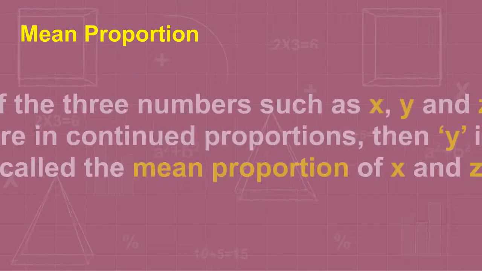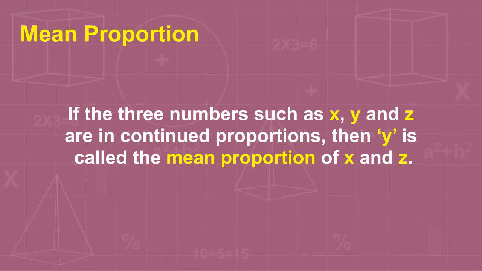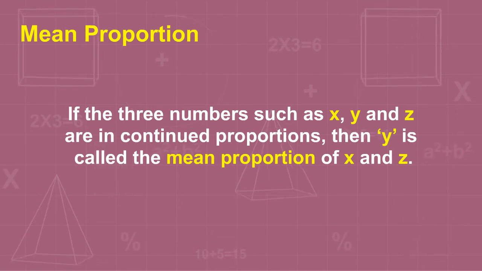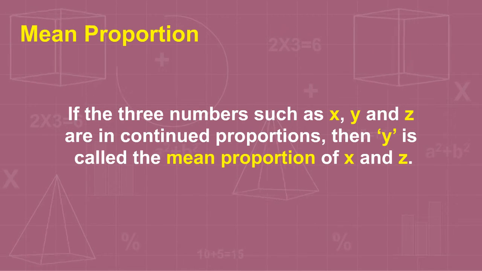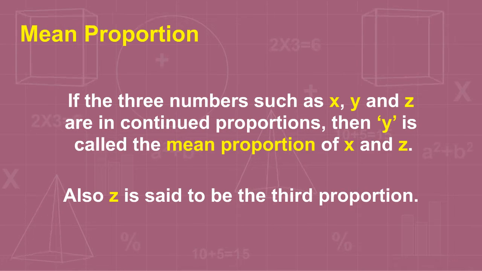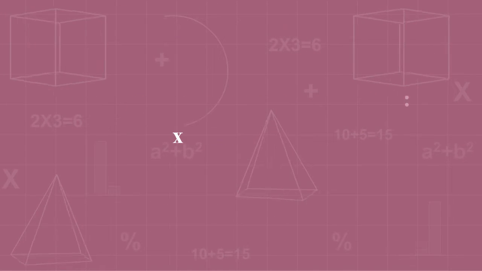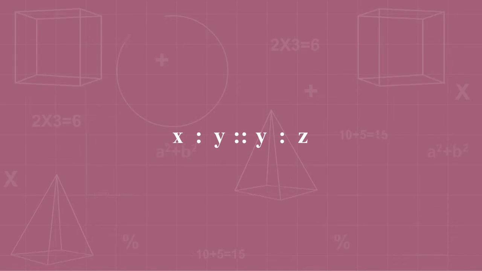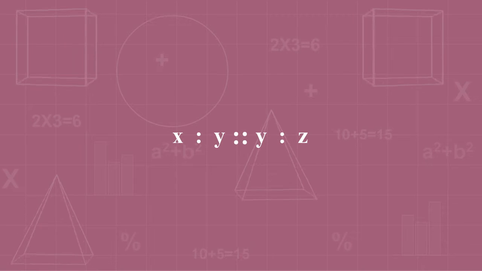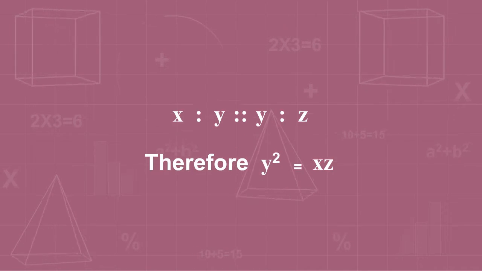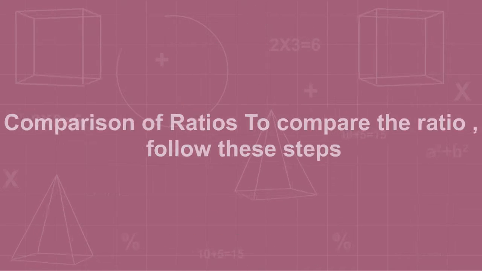Mean proportion. If three numbers such as x, y, and z are in continued proportion, then y is called the mean proportion of x and z. Also, z is said to be the third proportion. If x, y, and z are in continued proportion, then x is to y is as y is to z. Therefore, y square is equal to xz.